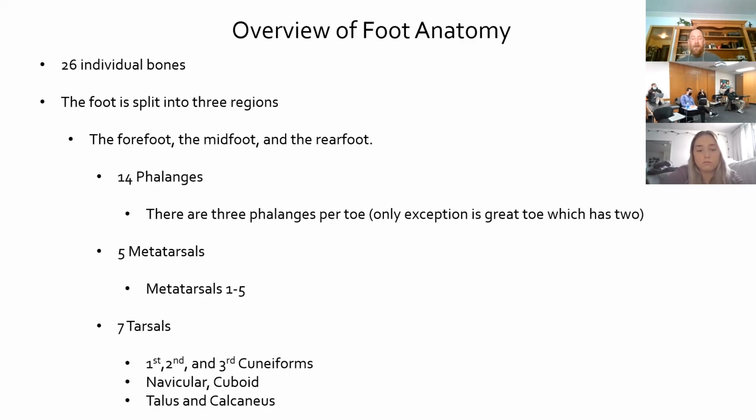And then we have 5 metatarsals, 1 through 5, starting with the most medial at the big toe and moving laterally. And then we have 7 tarsals. The tarsals specifically are the first, second, and third cuneiforms, the navicular, the cuboid, the talus, and the calcaneus. I know I blitzed through that, but don't worry, I'm going to explain that.